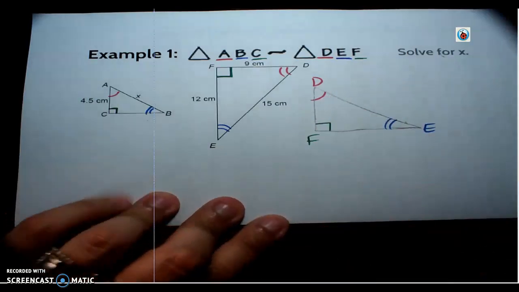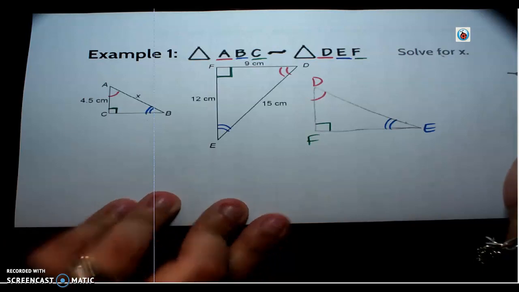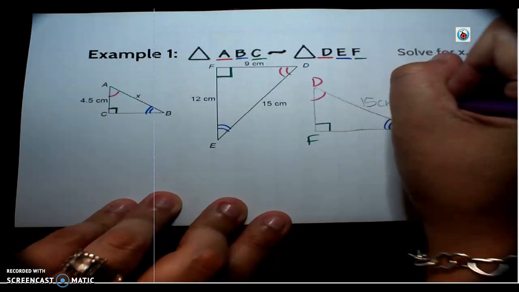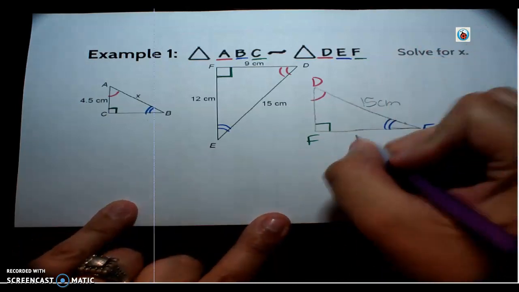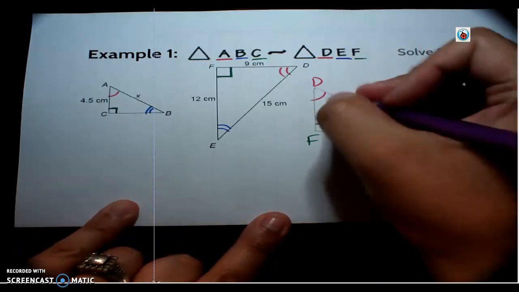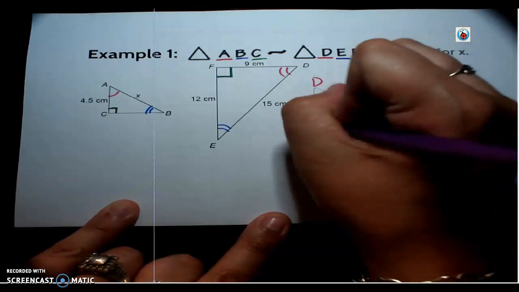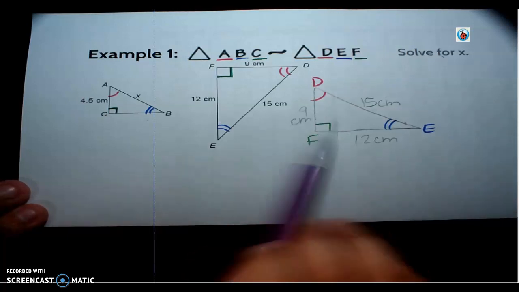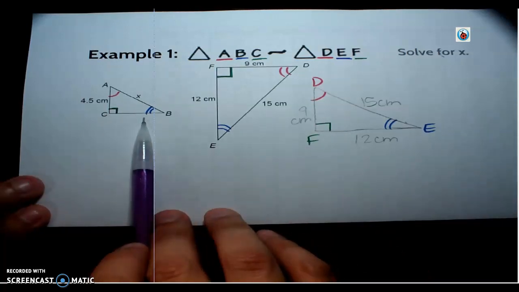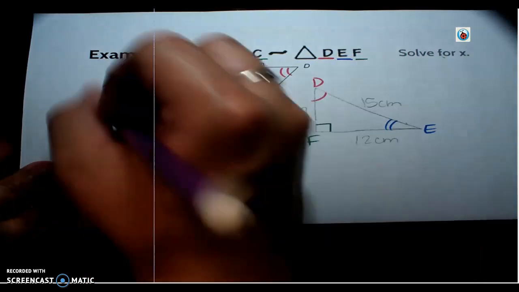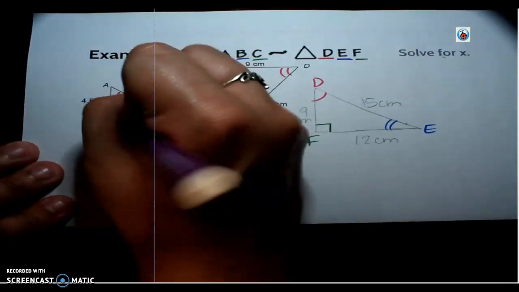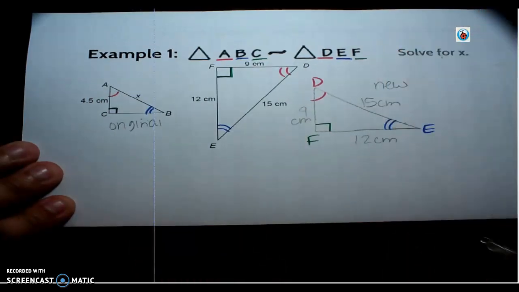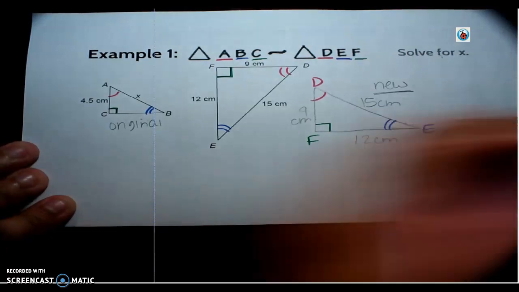Once I have redrawn my shape the correct way, I do want to go back in and put in the numbers that were around the shape. So from D to E, it's 15 centimeters. From E to F was 12 centimeters. And from F to D, it was 9 centimeters. So right now, I have redrawn my shape so that this shape is in the same position that this shape is in now. And then I know that this was my original shape. And then this one would be my new shape. So this is my new, this was my original.